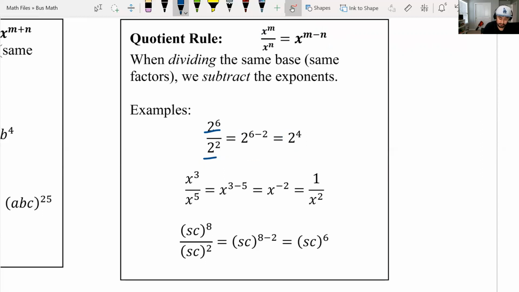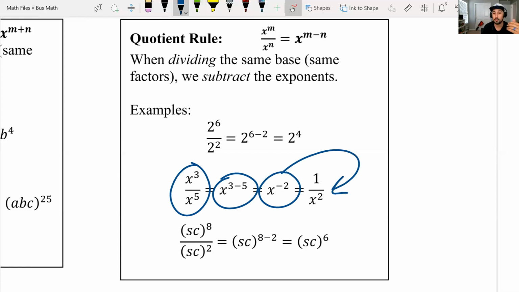Okay. Next one, x cubed over x to the 5th, same base. You get x to the 3 minus 5, which gives me x to the negative 2. And remember, we learned a negative exponent property, which allows me to rewrite it as 1 over x squared. Everything comes together here. We're putting all these rules together. All the exponential rules work together. We can use them together.